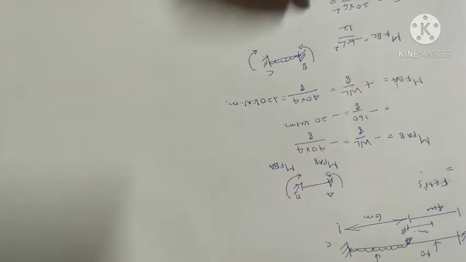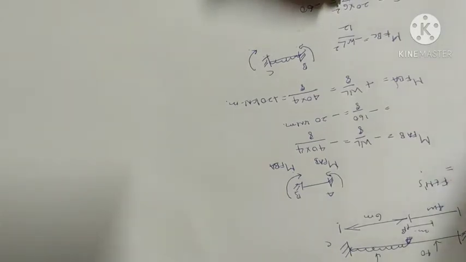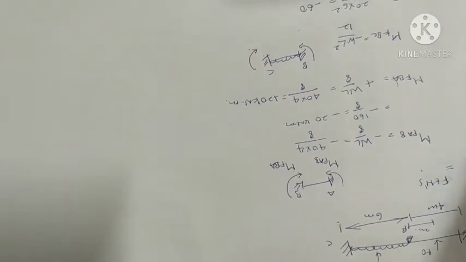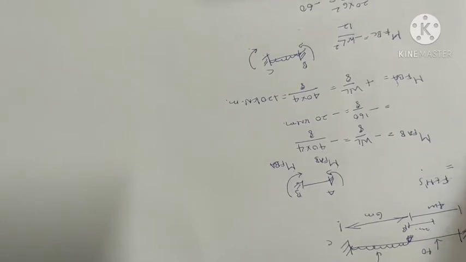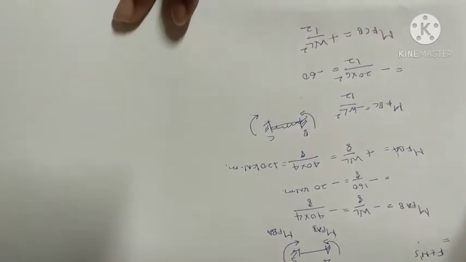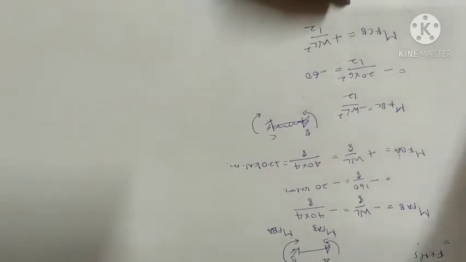So this will be minus 60 after you calculate. 6 ones are 6, 6 twos are 12, they cancel, 2 tens into 60. So MFCB is equal to plus WL square by 12.